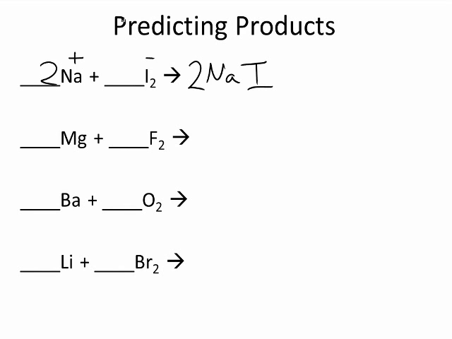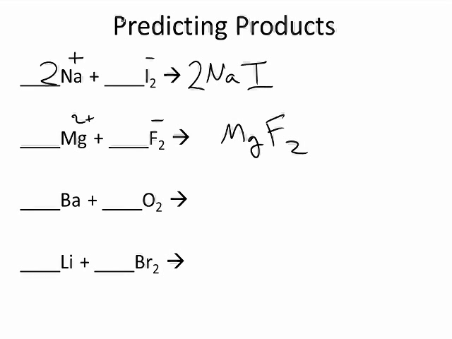Now what about this next one? Magnesium has a charge of 2 plus. Let's just look at the charge of fluorine. That's minus. They will come together as MgF2. Let's bring this back now so we can balance it. Well, F, Mg, okay, well, there we go. It's already balanced. That works out.